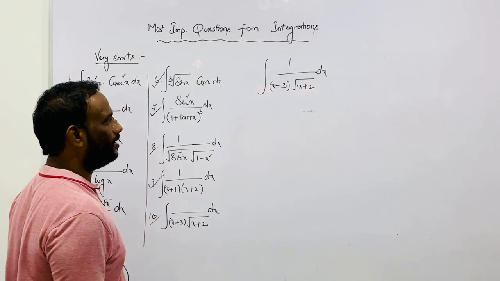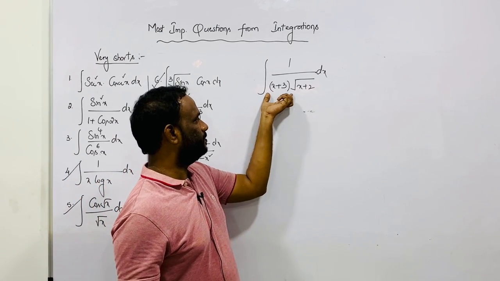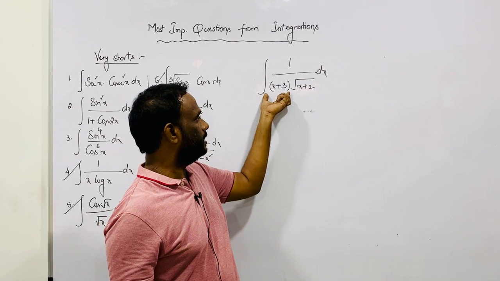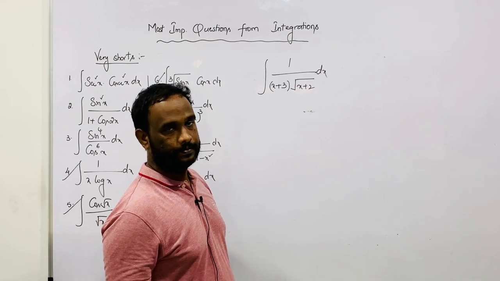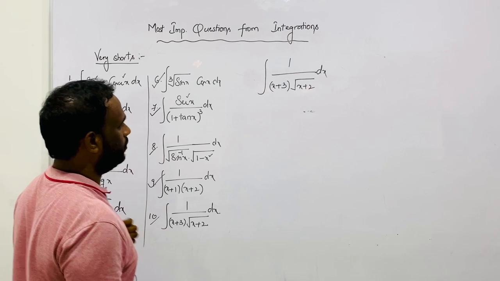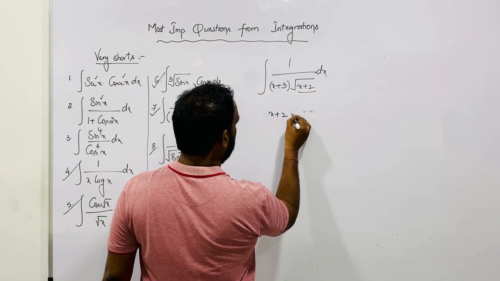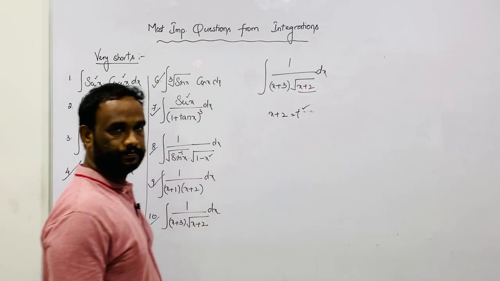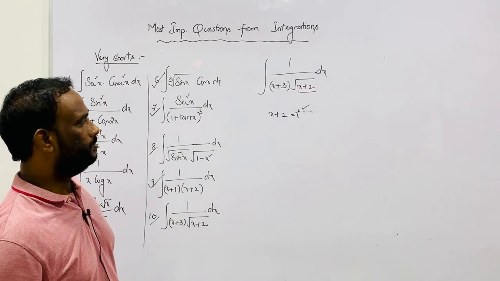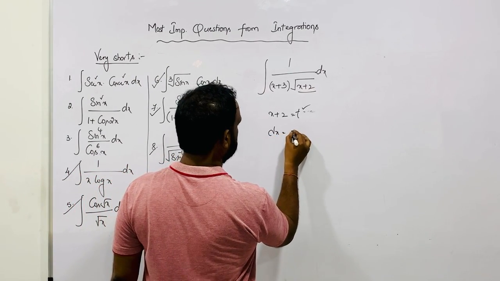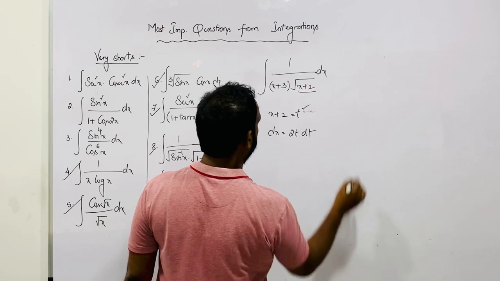For all these models of problems in which one term is present outside the square root and one is within the square root, and the outside term is 1 more than the term in the square root, consider the term within the square root as t square. Okay, for all these models of problems, same method. Now differentiating, dx is equal to 2t dt.